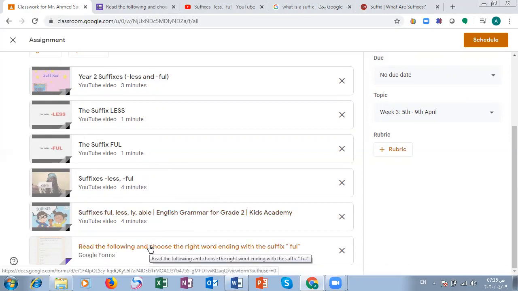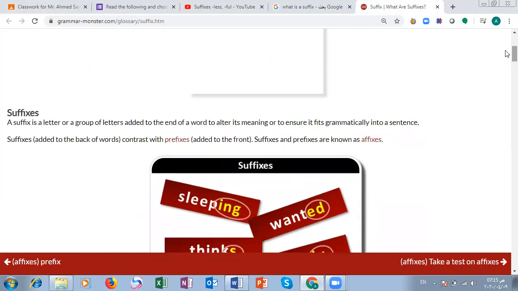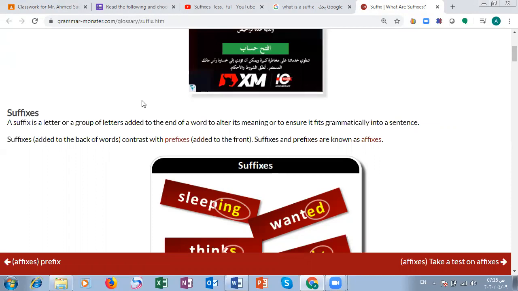Okay, so let's start talking about our lesson today. We are talking about suffixes. Okay, so what are suffixes? Let's read the definition together here. A suffix is a letter or a group of letters added to the end of a word. So now we are talking about a group of letters we add to the end of a word.